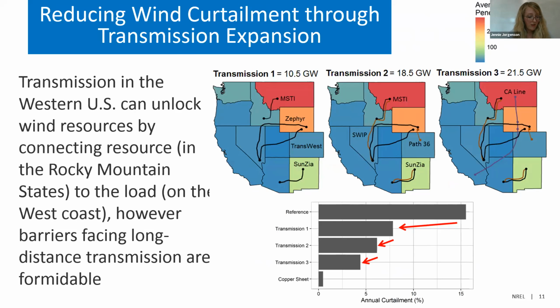And generally, we find that transmission makes a lot of sense from an economic point of view, but the barriers facing long distance transmission here in the US are non-technical. Often they're permitting and regulatory. When you're crossing hundreds to thousands of miles, siting and permitting can become an insurmountable barrier, meaning that it remains to be seen whether or not this transmission will actually be built.